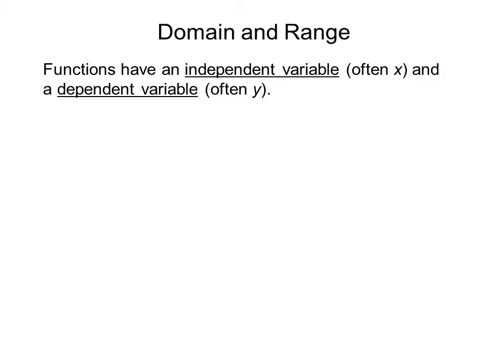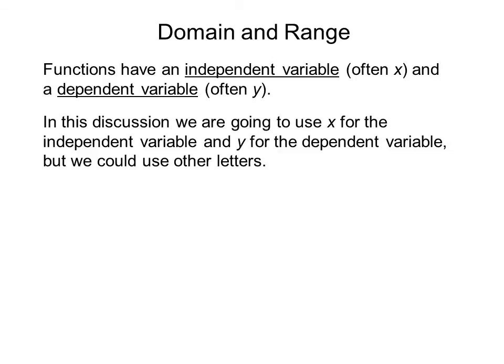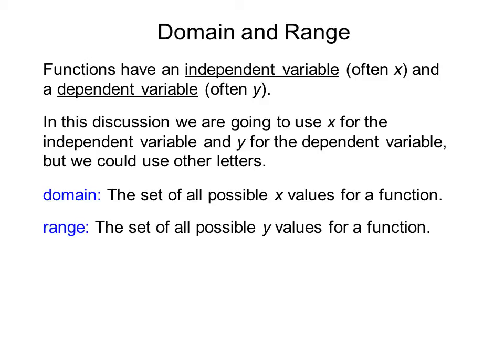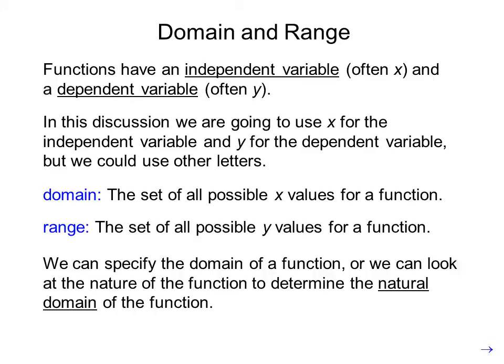Domain and range. Functions have an independent variable, often x, and a dependent variable, often y. In this discussion, we're going to use x for the independent variable and y for the dependent variable, but we could use other letters. Domain is the set of all possible x values for a function. Range is the set of all possible y values for a function. We can specify the domain of a function, or we can look at the nature of the function to determine the natural domain of the function.